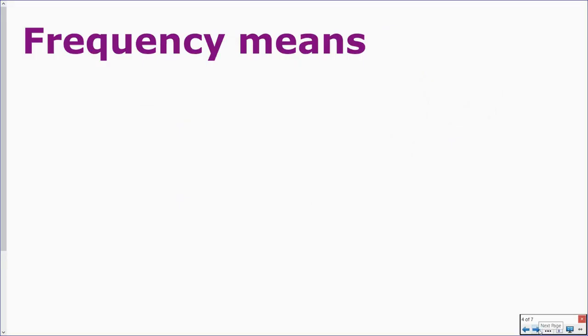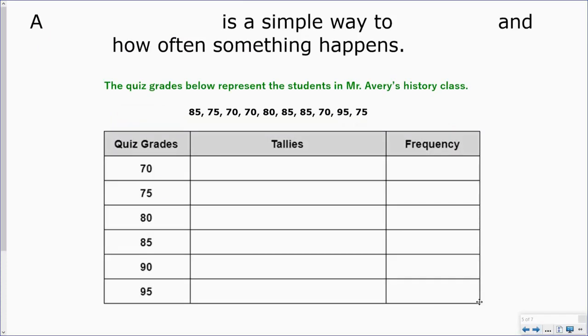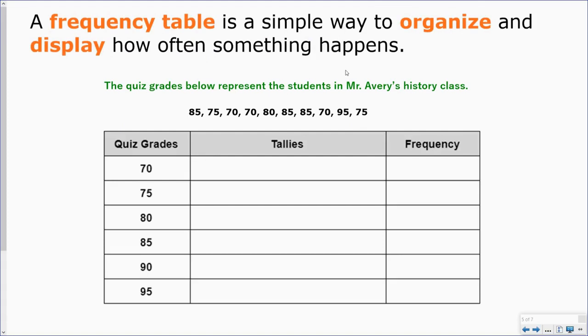So first of all, a review of what frequency means. Frequency means how often something happens. A frequency table is a simple way to organize and display how often something happens.